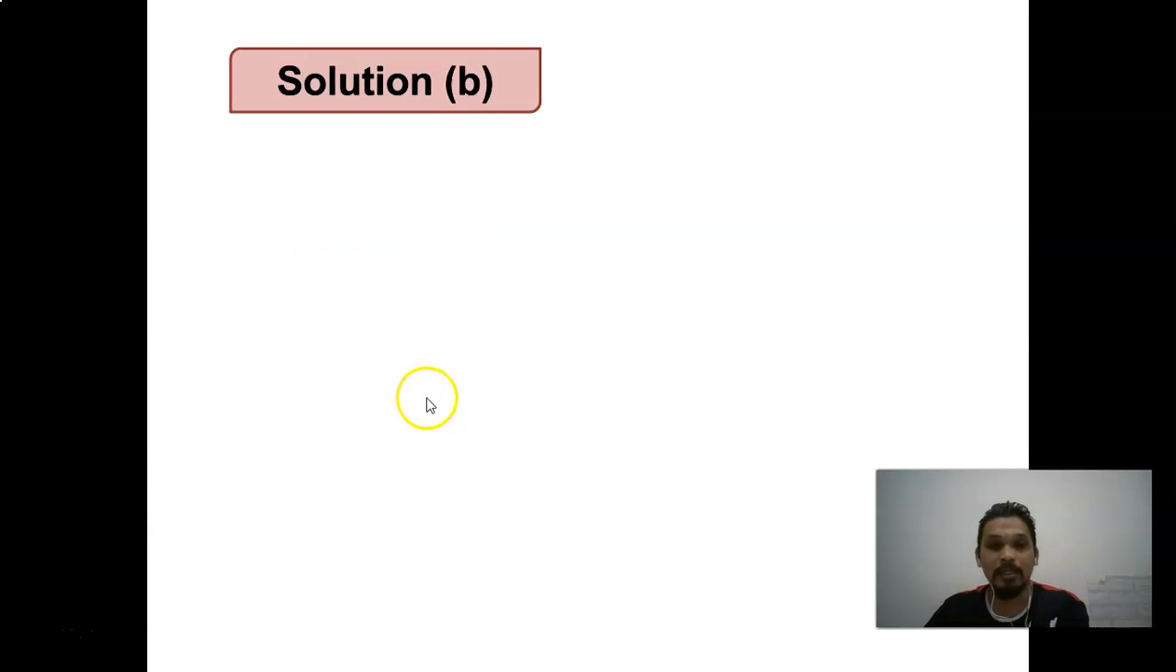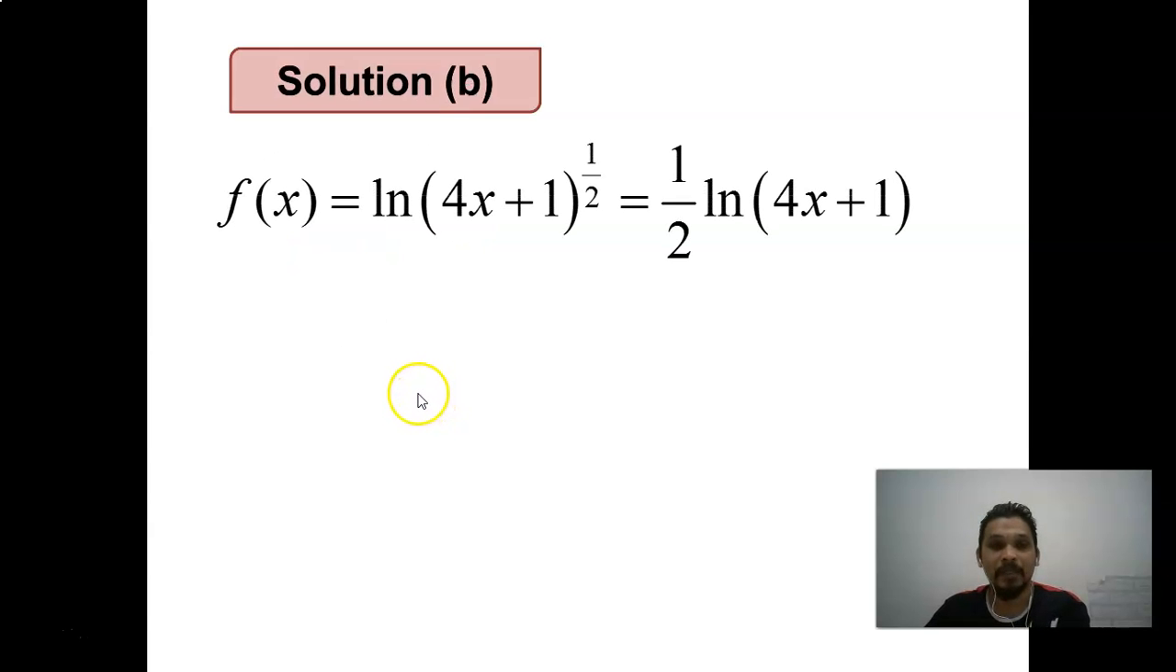Okay, next. What about this one here? f(x) equals natural log of (4x plus 1) to the power of half. Using the log rule, log a to the power of b equals b log a. So bring this b to the front, which equals half natural log of 4x plus 1.